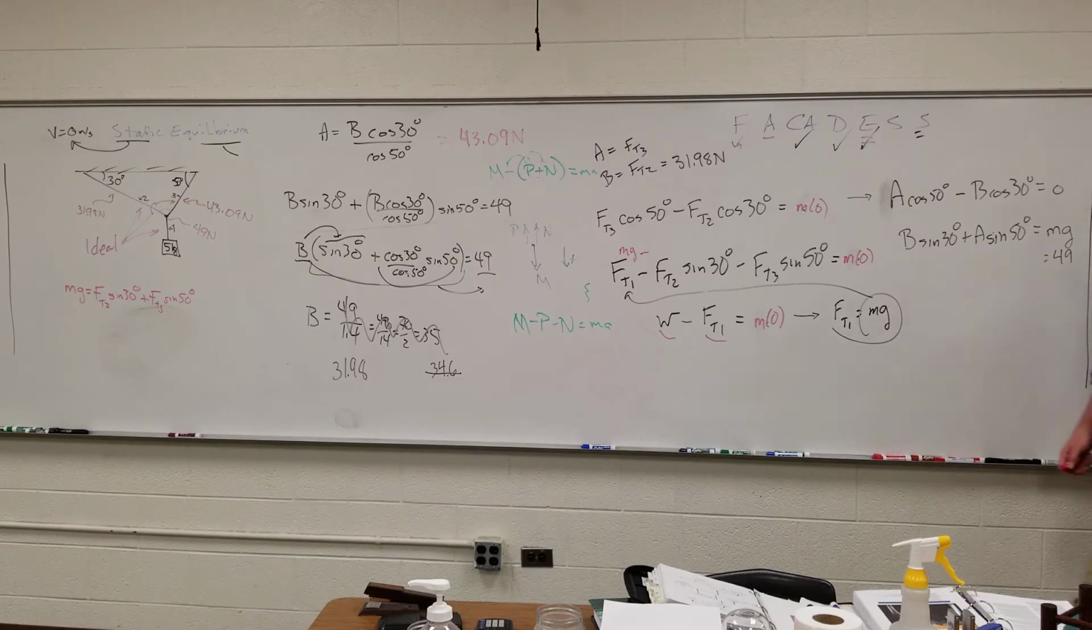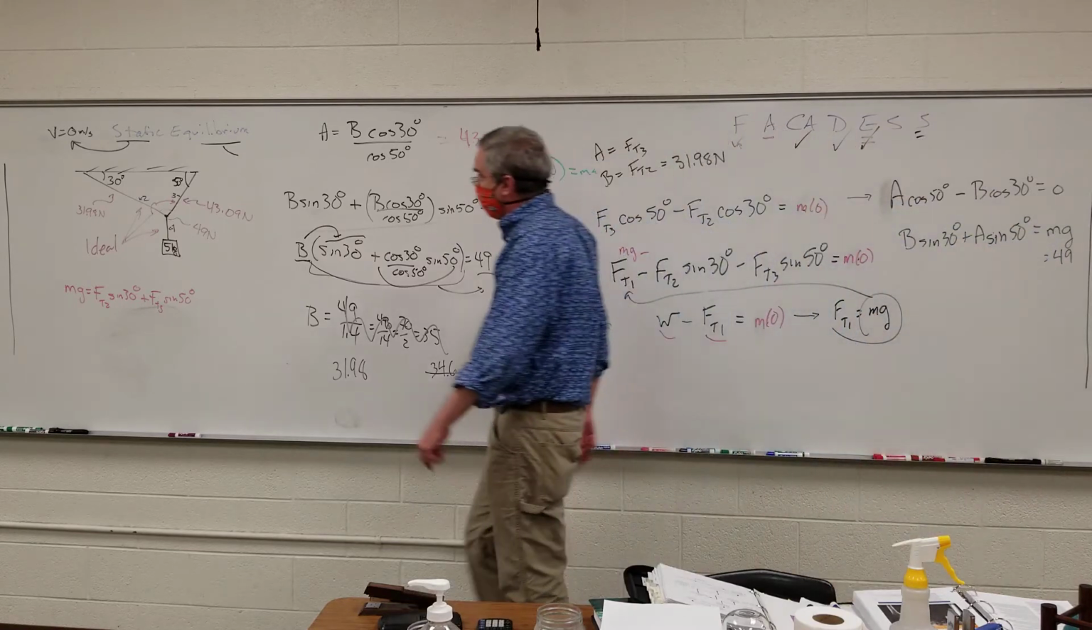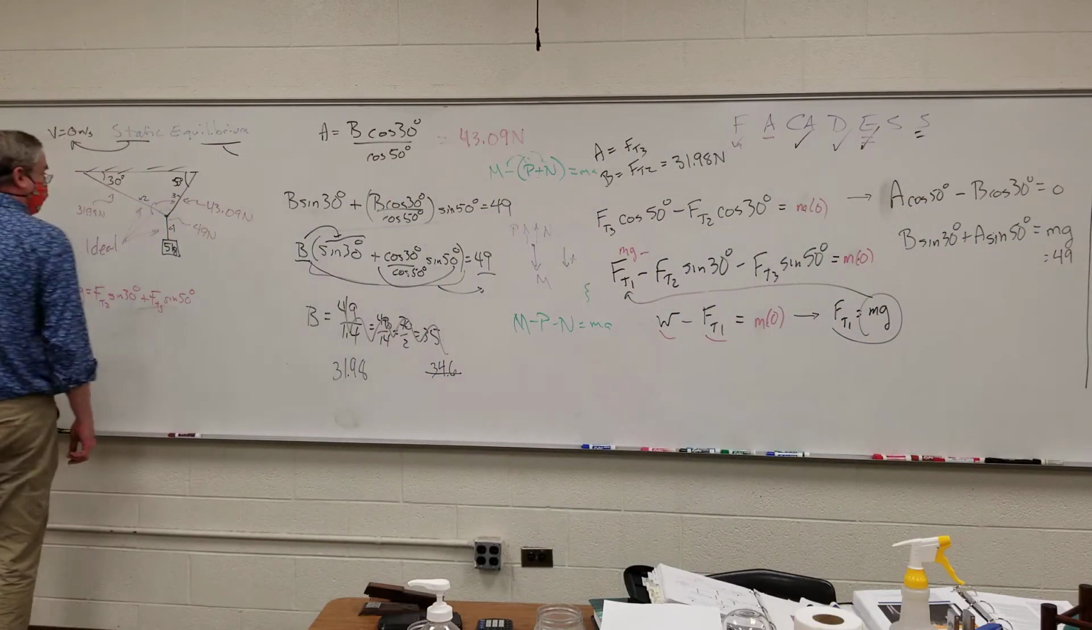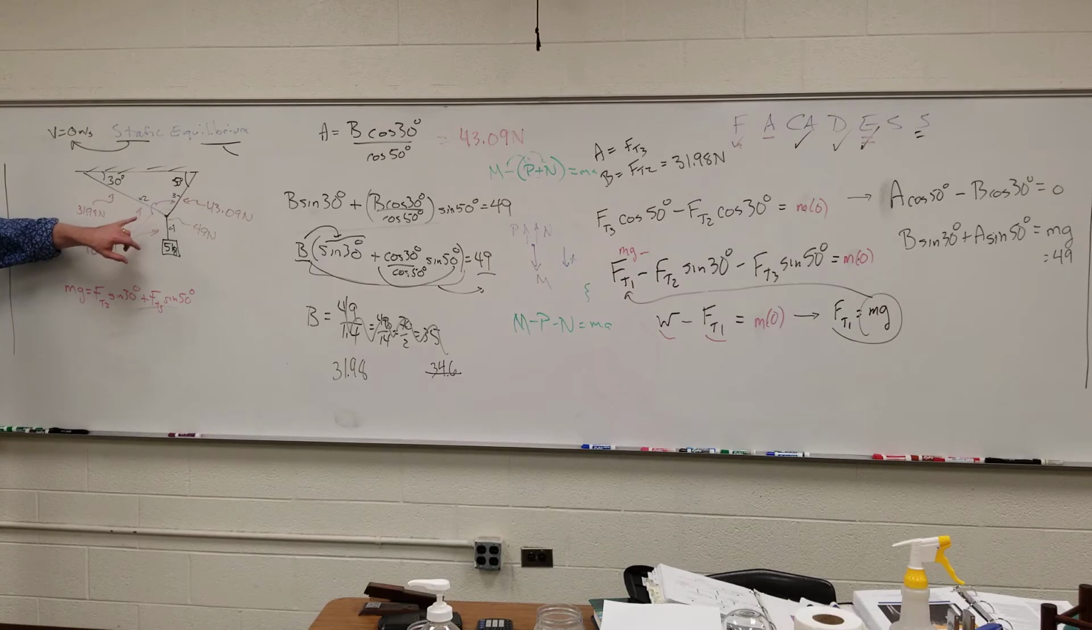Now let's talk about if this thing makes any sense whatsoever. The greatest tension obviously is the one down here, this 43.09 newtons. Obviously, rope 3 has a greater tension than rope 2. Why does it make sense, and it does, that rope 3 would be bigger than rope 2? Because the rope is closer to a vertical angle?